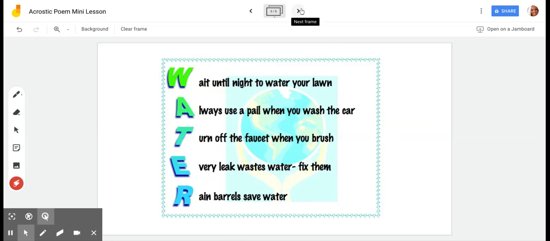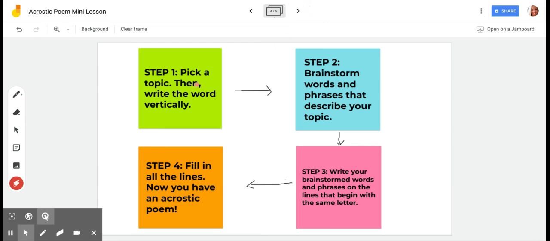So let's look at steps to help you create an acrostic poem. Your first step is to pick a topic. Then you're going to write the word vertically, and vertically means from top to bottom. Step 2, you're going to brainstorm words and phrases that describe your topic.